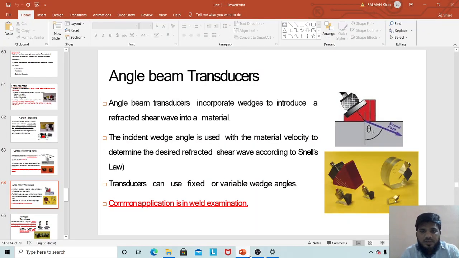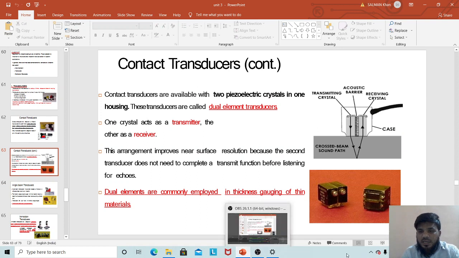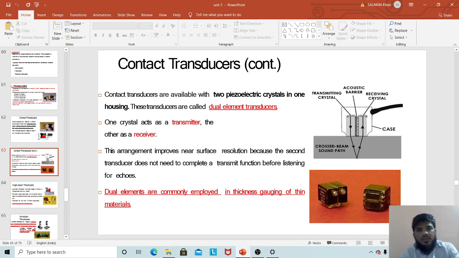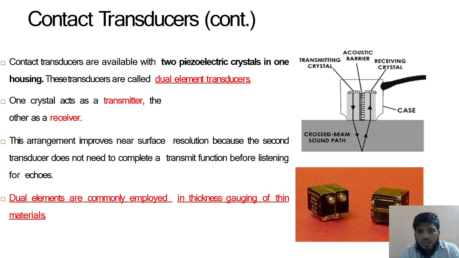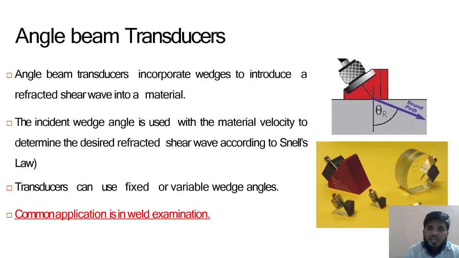Yesterday we have seen contact transducers. So what are contact transducers? We have already discussed. They have two piezo crystals, in which one is used for sending the signal and another for receiving the signal. Most of the time we generally use dual elements, which are employed for thickness gauging of thin materials.